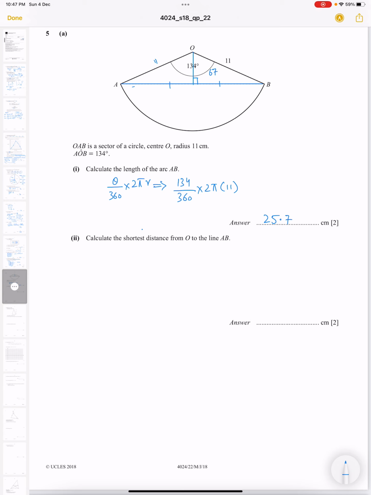So we can use trigonometry. We have to find out this length. Let's make it x. It is adjacent and the hypotenuse is given to us. So we will use cos 67, which is adjacent over hypotenuse, x over 11. So from here we get x is equal to 11 times cos 67, which is 4.29. So let's write it 4.3. 4.3 centimeter is this shortest distance.